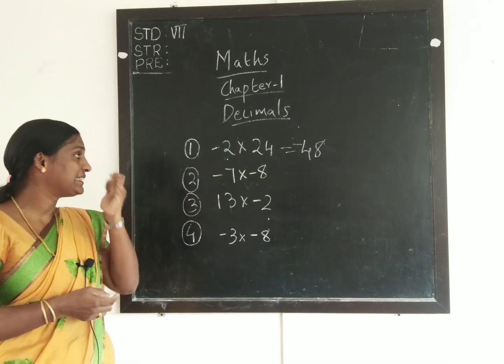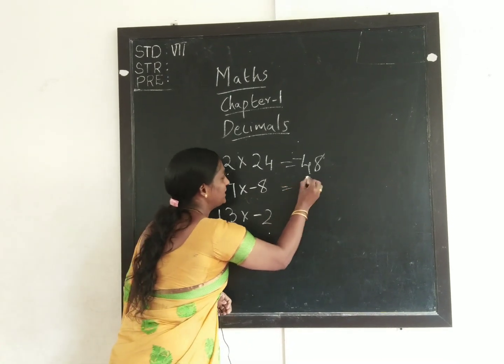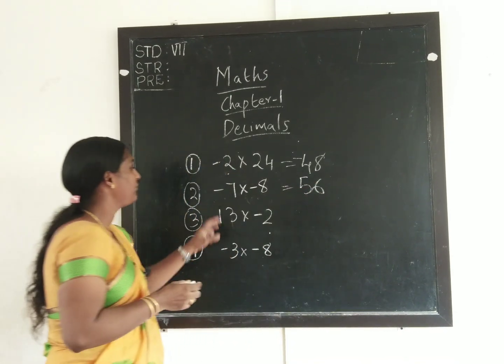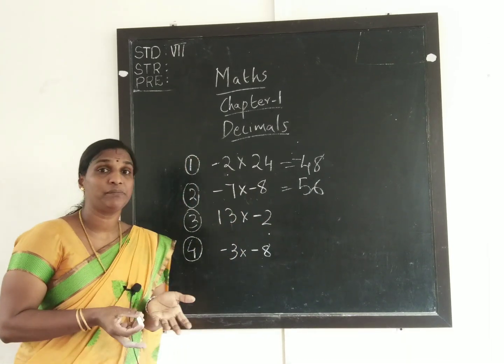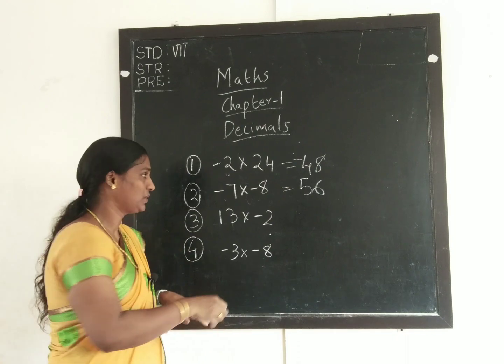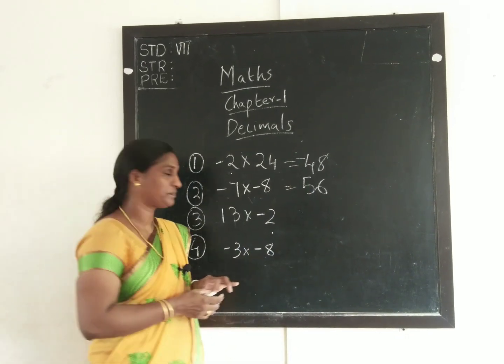Second question is minus 7 into minus 8. 8 into 7, we all know, is 56. And when we count the numbers, there are two negative numbers. Two negative numbers make a positive number. So the answer is positive 56. No need to write the positive sign.